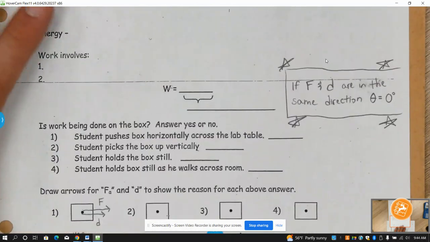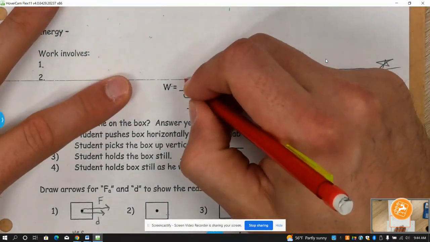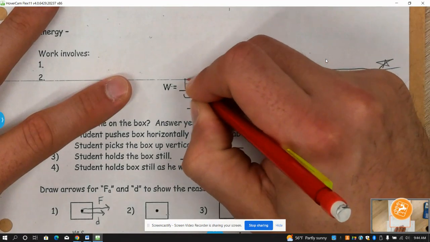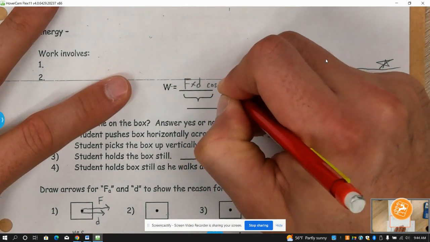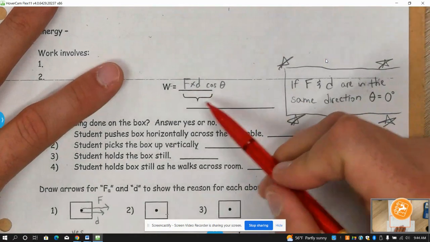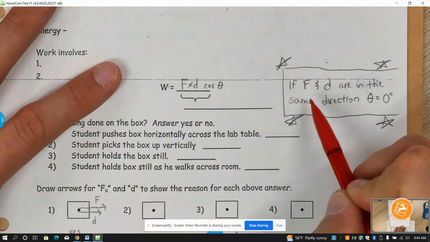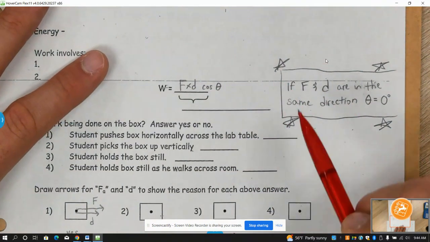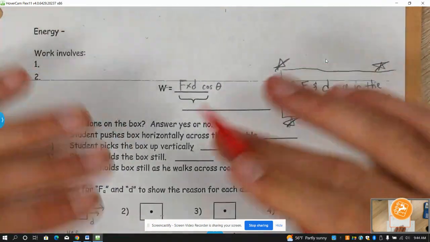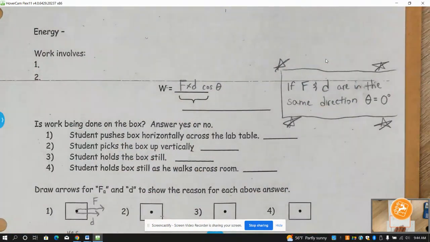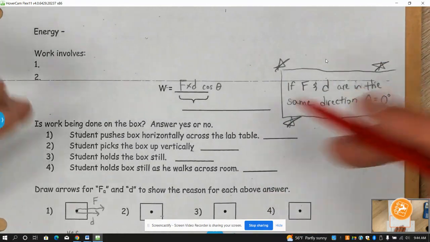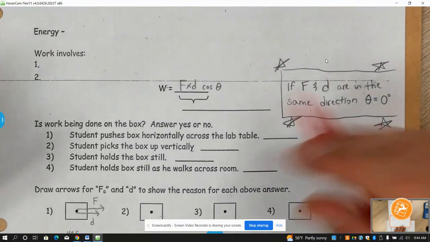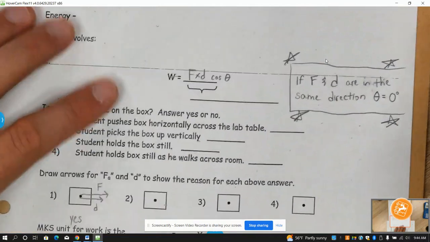All right, so work is equal to force times the displacement times cosine of the angle. Now, what you need to make sure you definitely know is that if the force and displacement are in the same direction, the angle is 0, and that's perfect for us because cosine of 0 is 1, which won't change your answer.